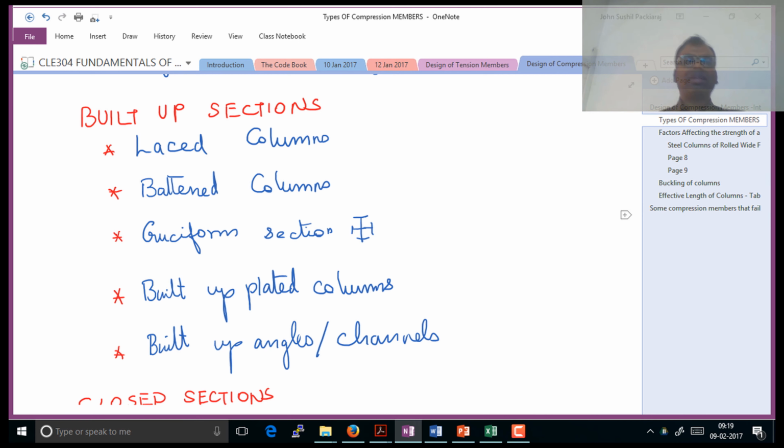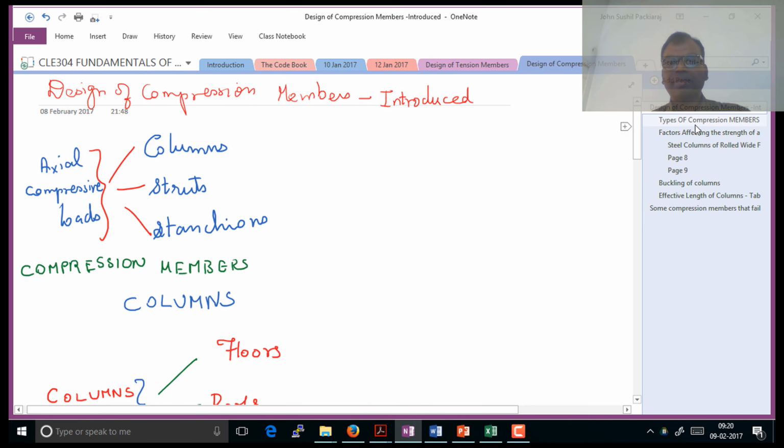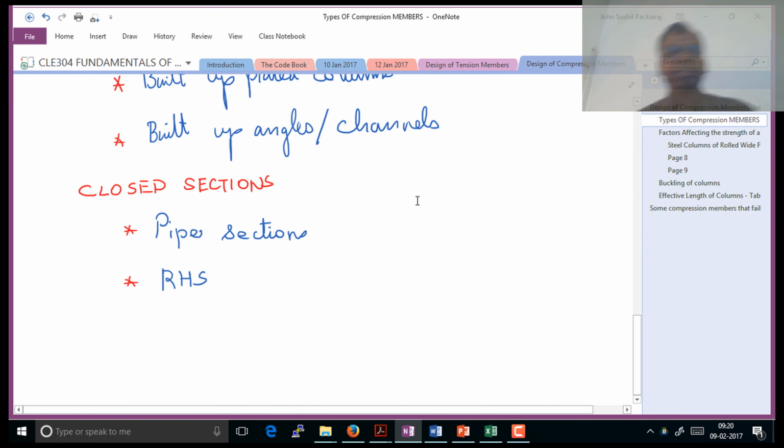Battened columns are ones which typically have, I don't have a photograph immediately of a batten section.